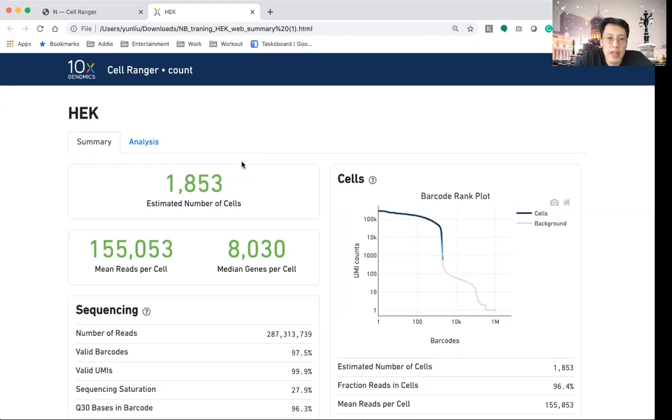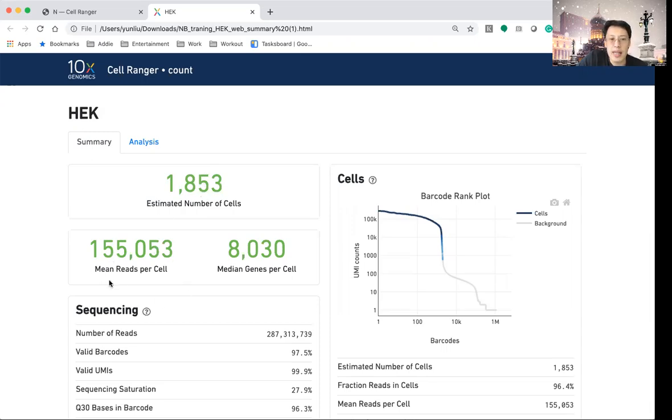After that, we will generate a file like this. Let me go through a few key points we want to look at in this particular file. The first one is the estimated number of cells, and as you can see, in this case, it's about 1,800. As you know, in most experiments we'll aim at 10,000, but this will let you decide how many cells we really identified in this particular experiment.